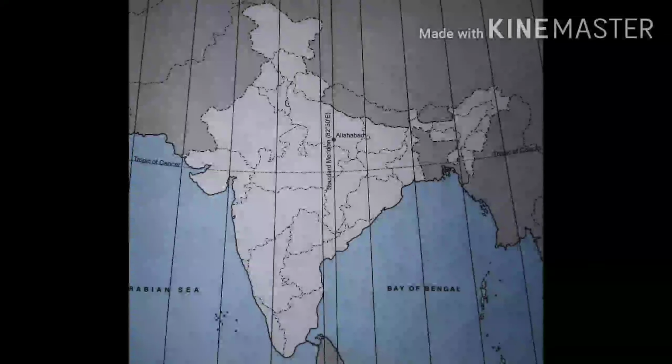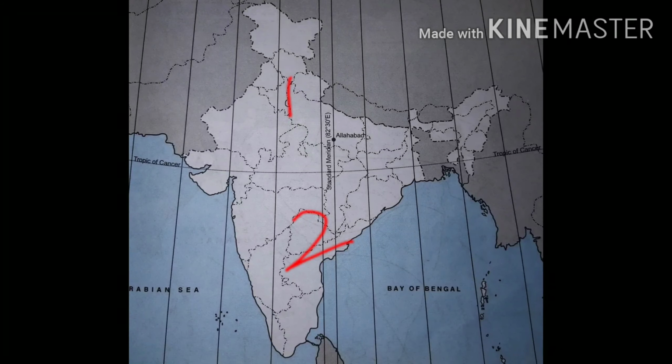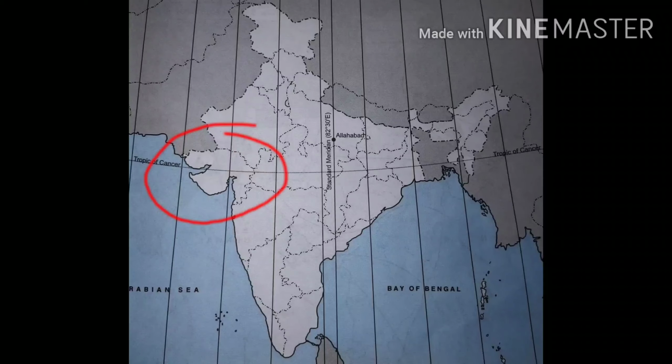So it bisects India into two halves. It passes through Gujarat. You can see the location of the Tropic of Cancer. It passes through Gujarat and bisects India.